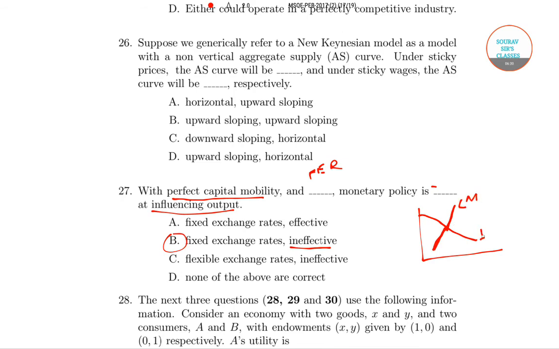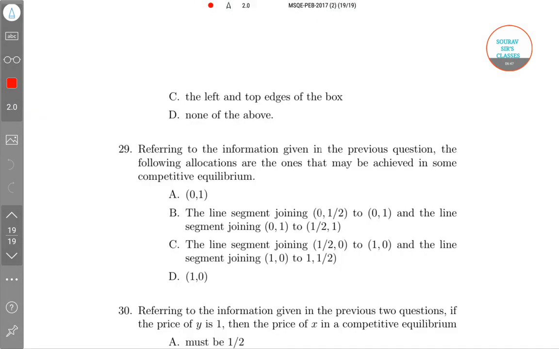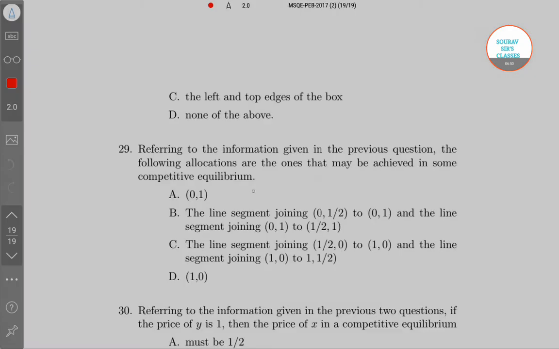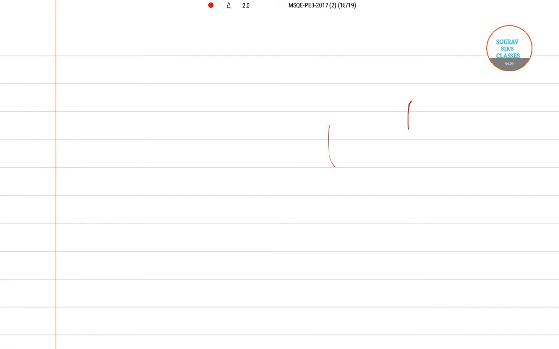This is the LM curve, this is the IS curve. Now suppose under fixed exchange rate system, this was the LM curve. Now when the LM curve shifts rightward, the E falls initially, then again it gets back to this level. So you would say it is ineffective. The LM curve becomes ineffective in case of fixed exchange rate system.